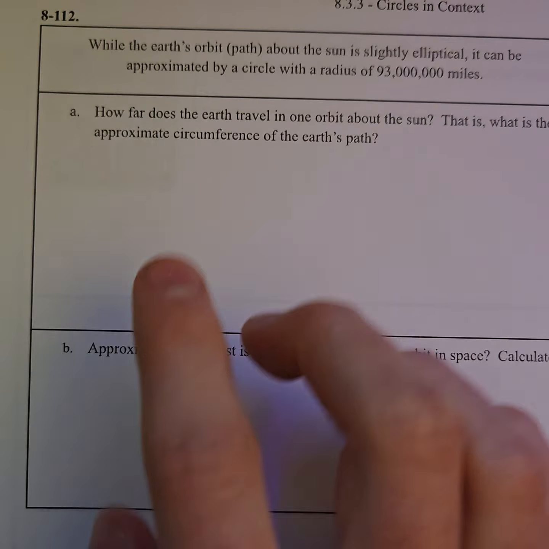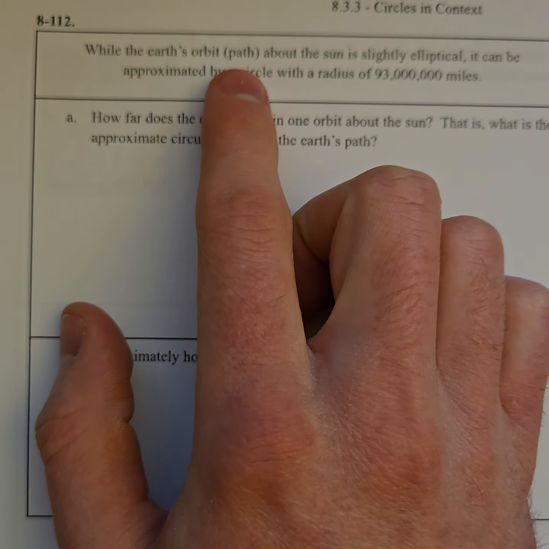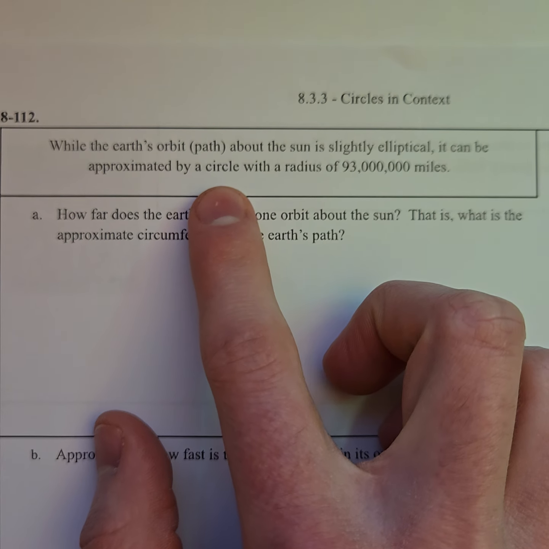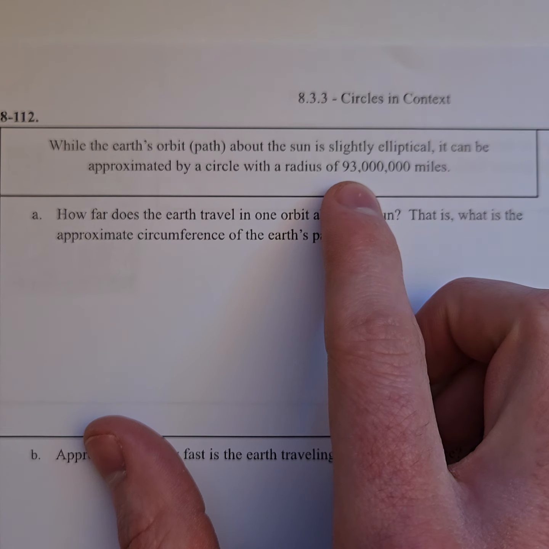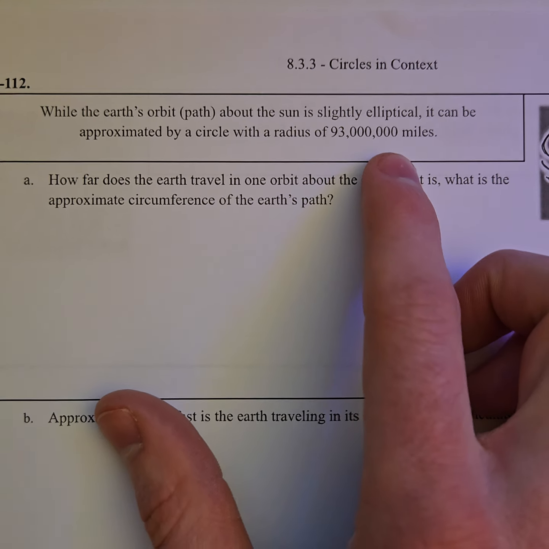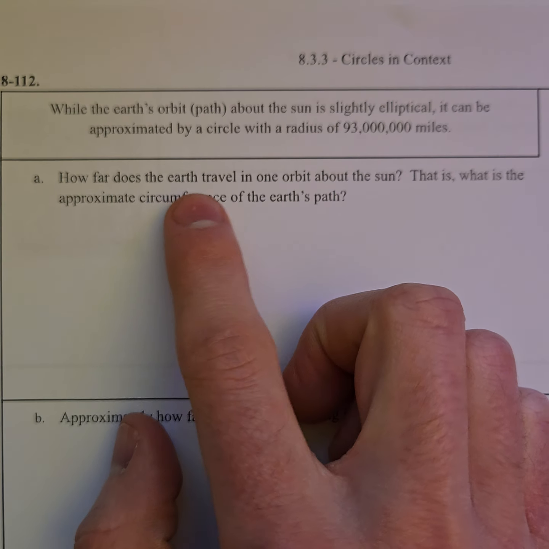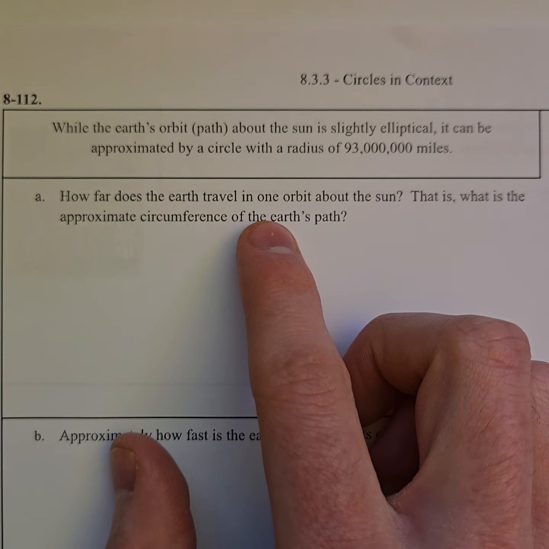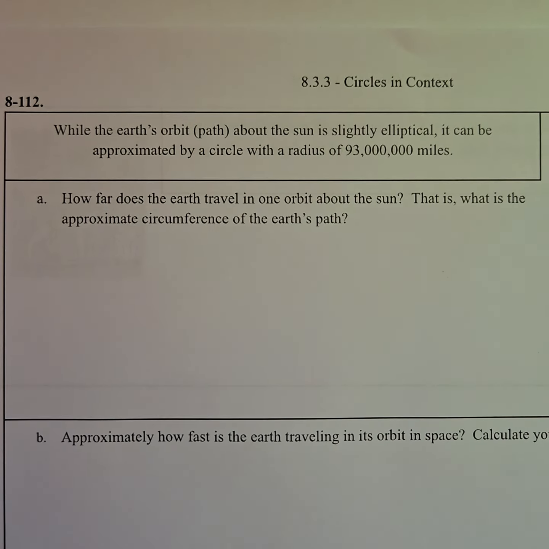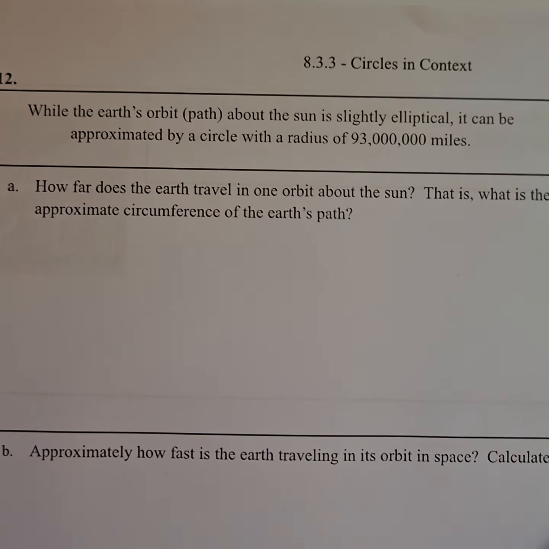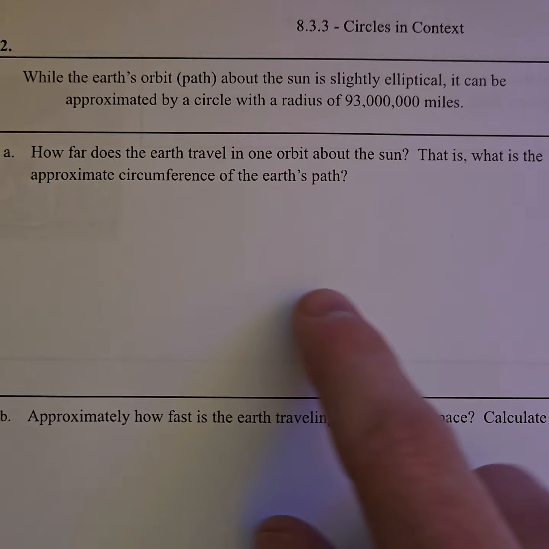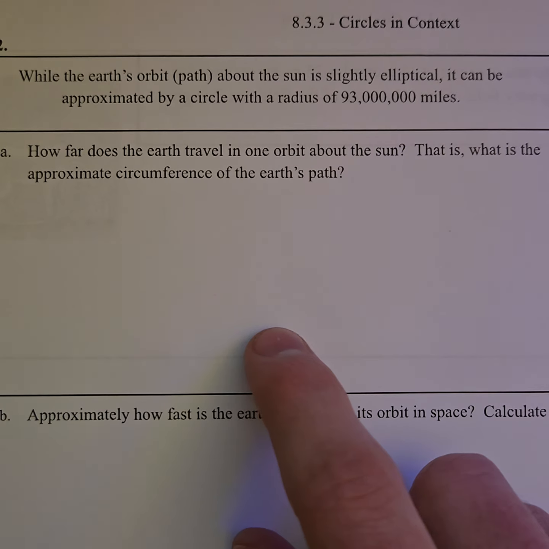It says on this first one, while the Earth's orbit path about the sun is slightly elliptical, it can be approximated by a circle with a radius of 93 million miles. Okay, so for part A, it's saying how far does the Earth travel in one orbit about the sun? That is, what is the approximate circumference of the Earth's path? So if we're thinking about the Earth going around the sun, we want to find that total distance that it's traveling. So let's draw a picture of that.